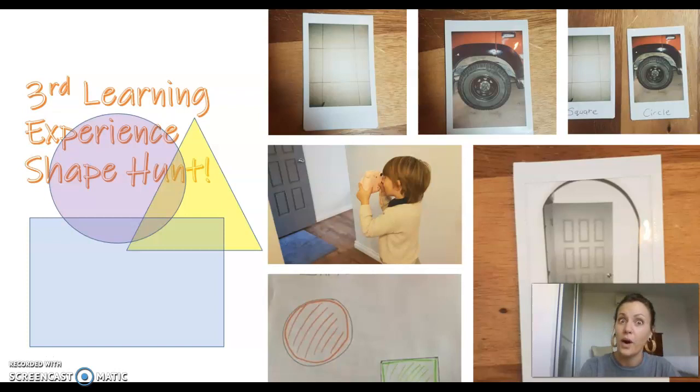I said, can you tell me why it's a circle? And I retraced the tyre with my finger. He wasn't entirely sure what to say, so I reminded him it's a circle because it has no corners. And Jack took a photo of the tyre.